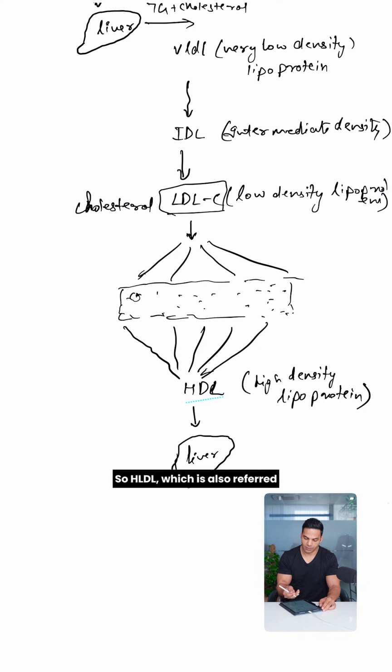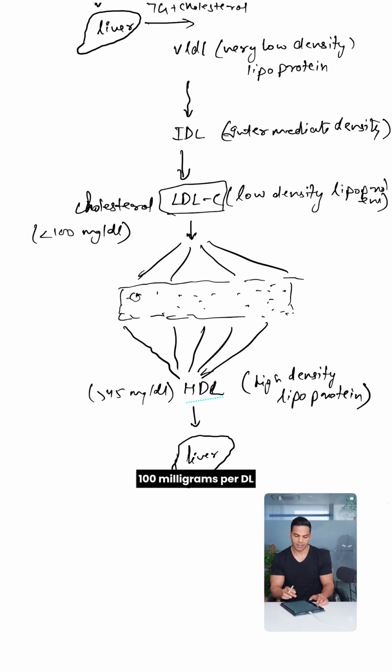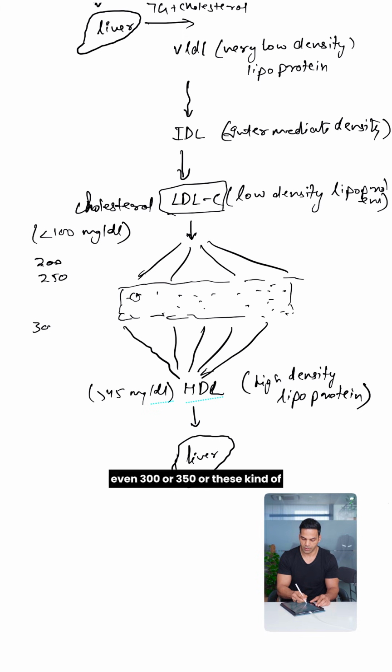So LDL, which is referred to as bad cholesterol, the range is typically below 100 mg per dL, that's desirable. And HDL, anything like 40, 50, 60, all those are good numbers, right? So greater than 45 mg per dL it's desirable, and LDL should be less than 100 mg per dL. In certain cases, we've seen LDL go up to 200 or 250, in which case the total cholesterol sometimes exceeds 300 or 350. Now this is crazy high.